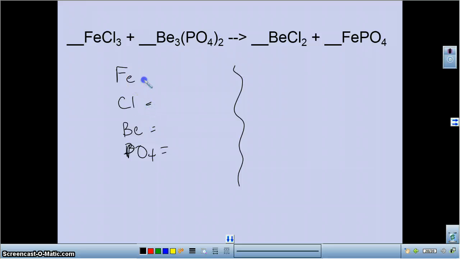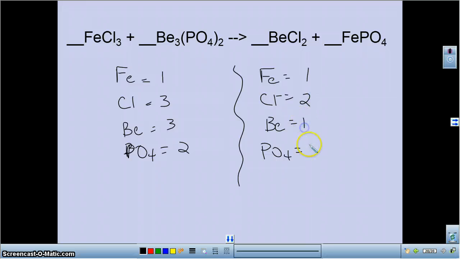Okay, so same thing on this side. We have iron, that's good. We have chlorine as well. We have beryllium, and we have phosphate. So we have 1, 3, 3, 2. Over here we have 1, 2, 1, 1. All right, so let's take a minute and reassess the situation while I clean up this board because I apparently can't write. There we go.